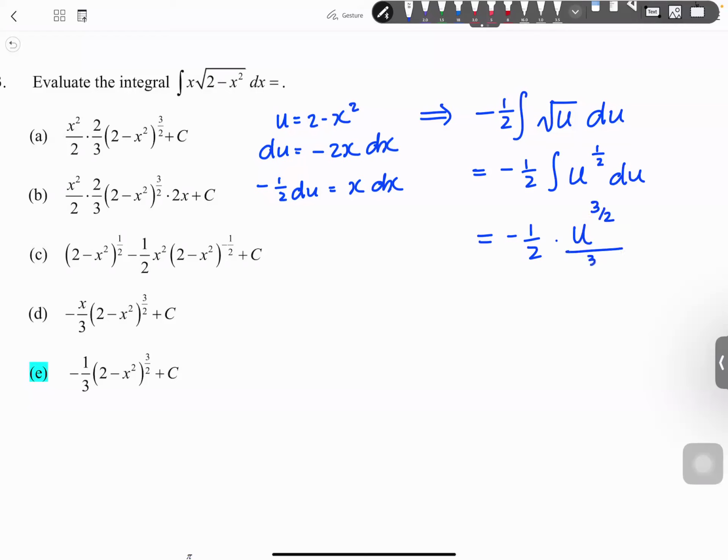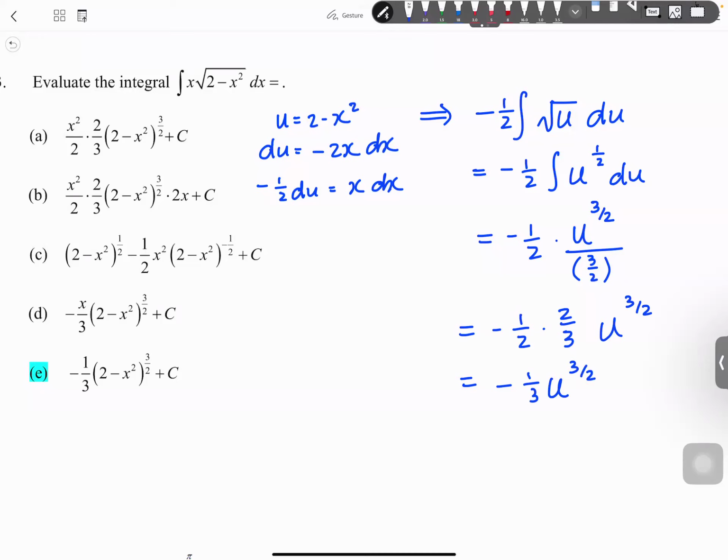And then we divide by 3 over 2, so divide by that. Or you could automatically say this is u to the power 3/2. Instead of dividing by 3/2, multiply by 2/3. All right, the 2's cancel out, and I'm left with minus 1/3 u to the power 3/2.